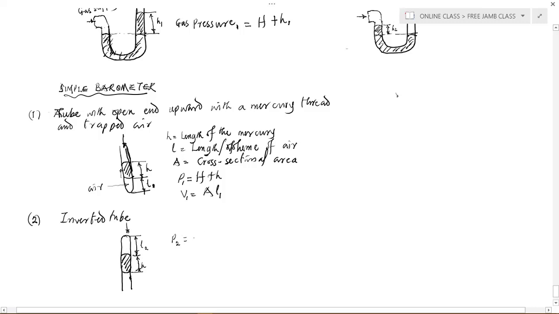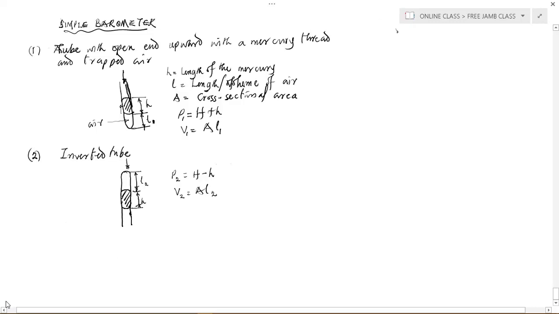So that will give you H minus h in this case, while the volume V2 here will be A L2. What we use in this case most of the time, in fact every time, is Boyle's law, nothing else.